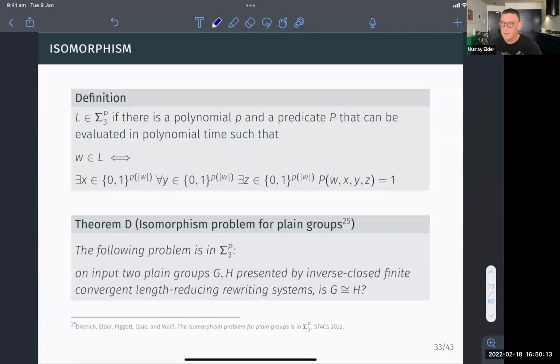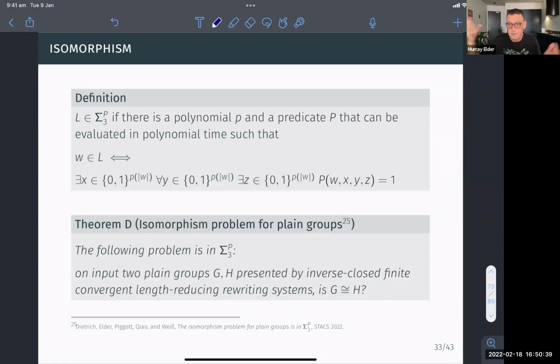And here's the theorem. And this is with the guys there. So the following problem is in Sigma 3P. On input, two plane groups presented as inverse closed finite convergent length reducing rewriting systems, is G isomorphic to H? And so that's our analog of Senejas and Wise's results.